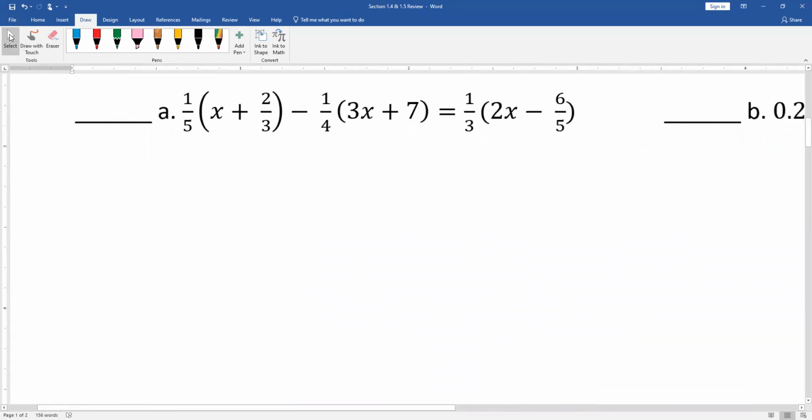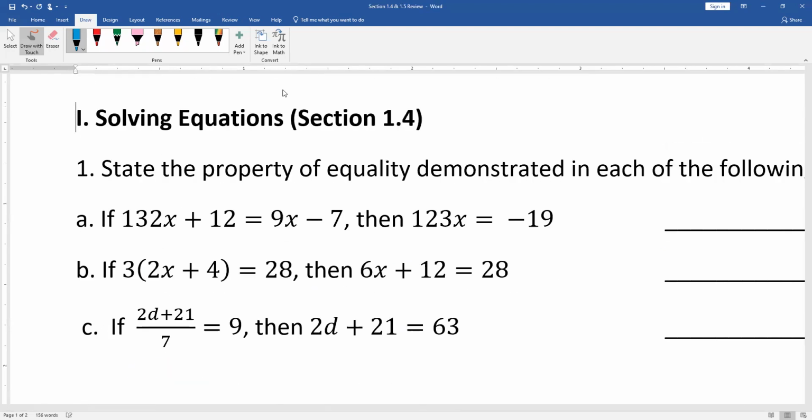Let's go ahead and look at this first. All right, so for this one, we have 1/5 times x plus 2/3 minus 1/4 times 3x plus 7 equals 1/3 times 2x minus 6/5. So 60 is the only number that both 5, 4, and 3 are a factor of. Yeah, I figured you could do that.